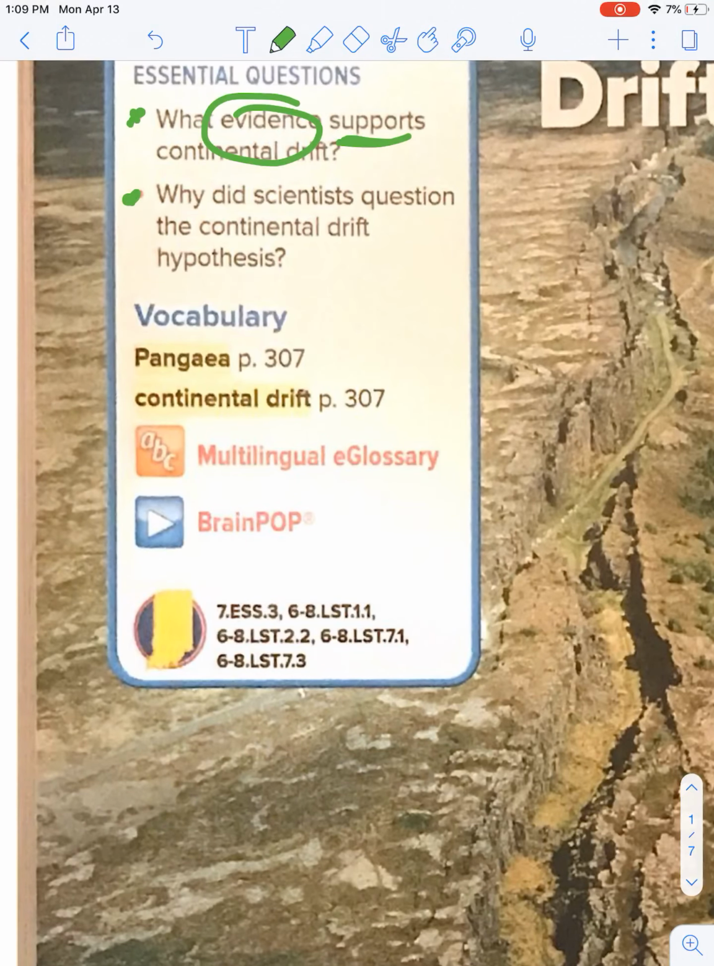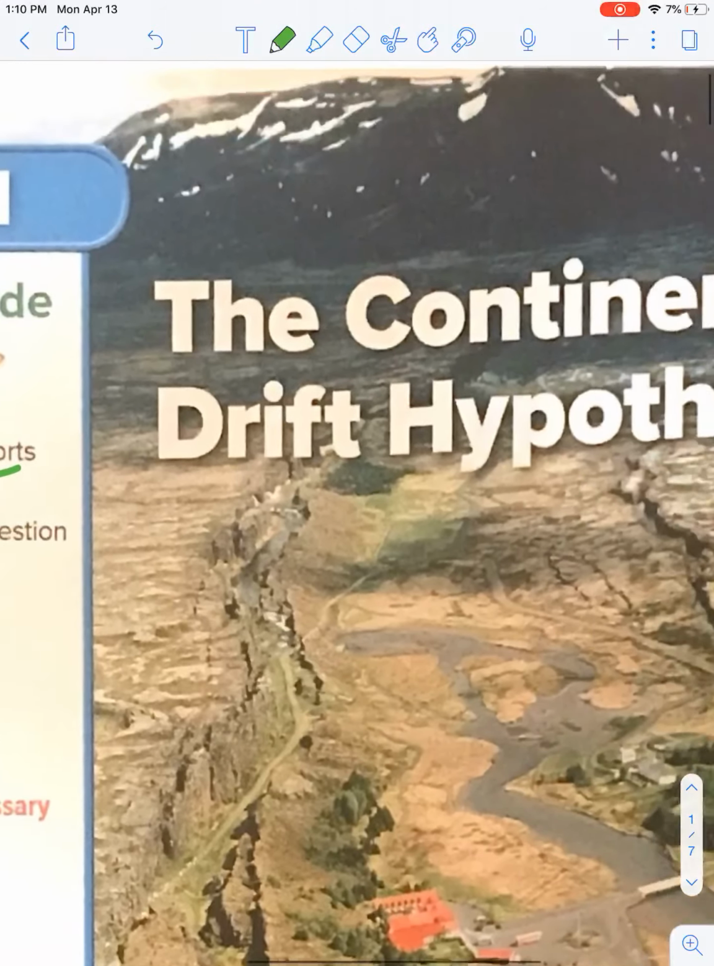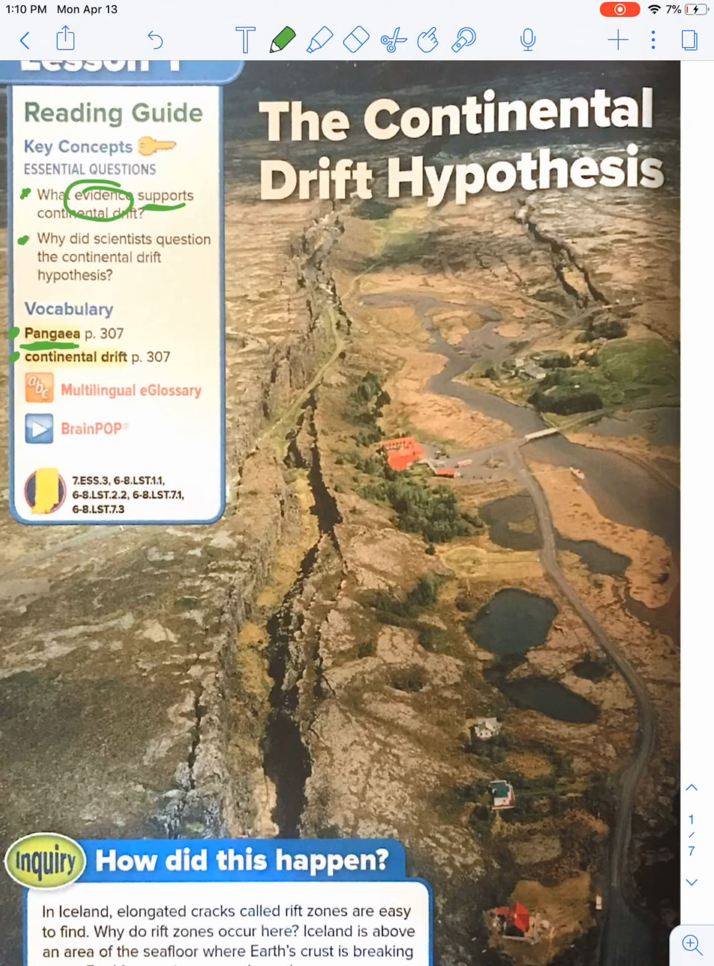Okay, look at the vocabulary. We have Pangea, and that is the large mass of land, what they call a supercontinent. We're going to be talking about that. And hopefully, by the time you read this, you've had a chance to put together the puzzle of Pangea, the online puzzle. Then we're going to be talking about continental drift as well. This whole topic is continental drift.